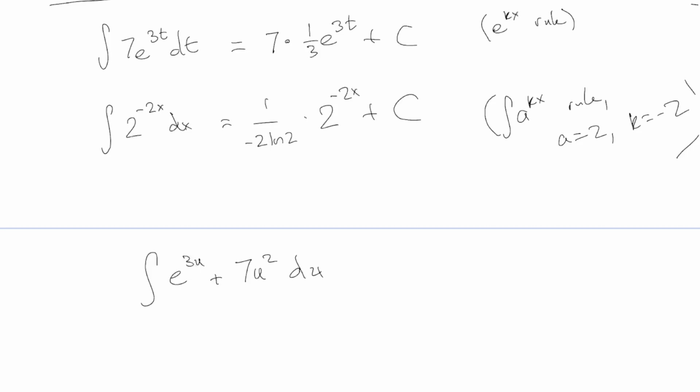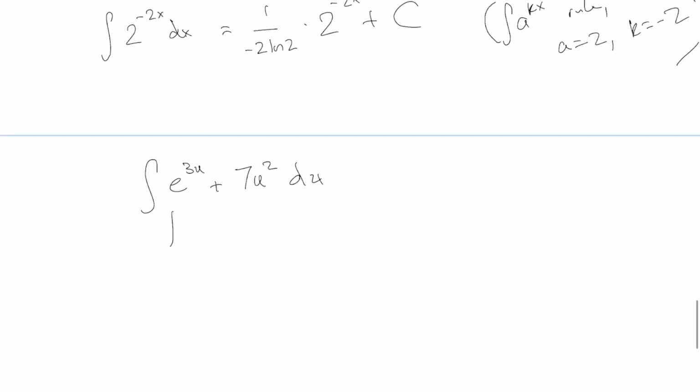Now, this is two things added together. So first of all, you should realize I'm just going to do each of them separately, because they're added, you can do that. For e to the 3u, you use the e to the kx rule. It says 1 over k e to the kx. That's what the answer should be. So this one becomes 1 over 3 e to the 3u. That was the e to the kx rule, which I've scrolled by now.